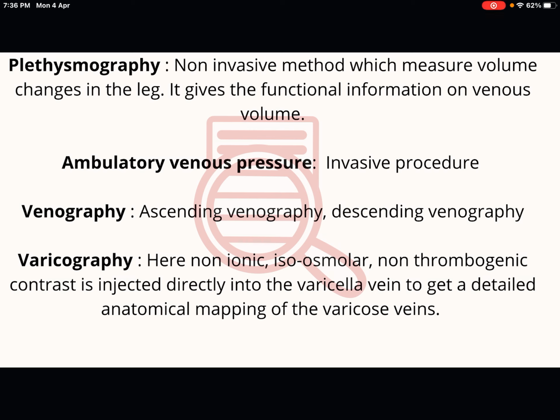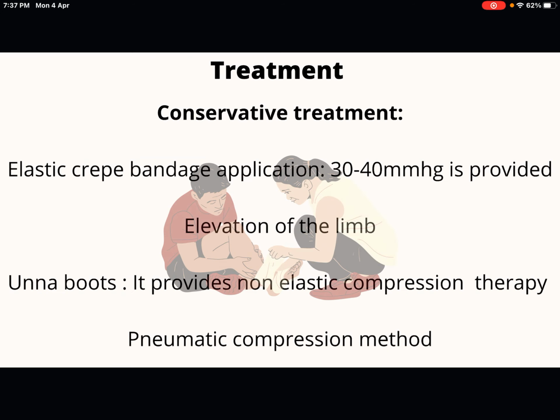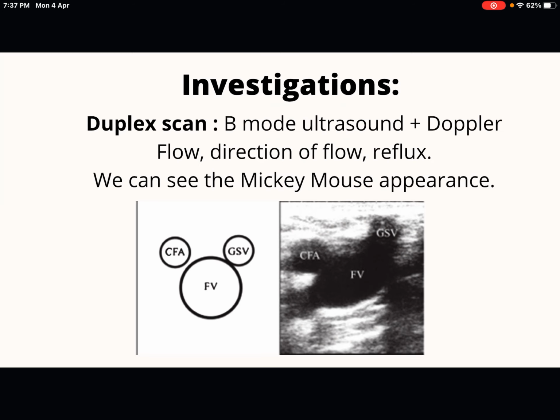So a contrast, what type of contrast? Non-ionic, iso-osmolar, non-thrombogenic contrast that is injected directly into the varicose vein to get a detailed anatomical mapping of the varicose vein. And these are the investigation modalities.